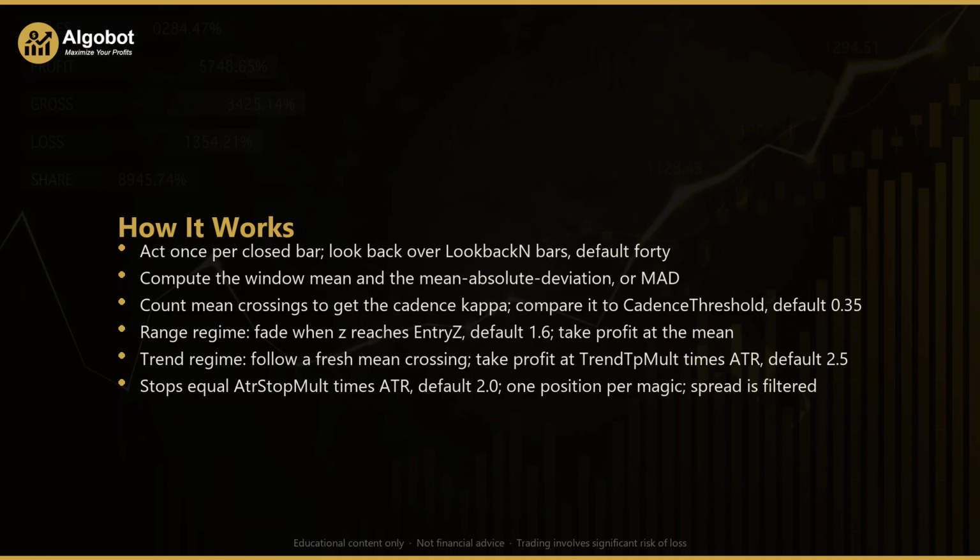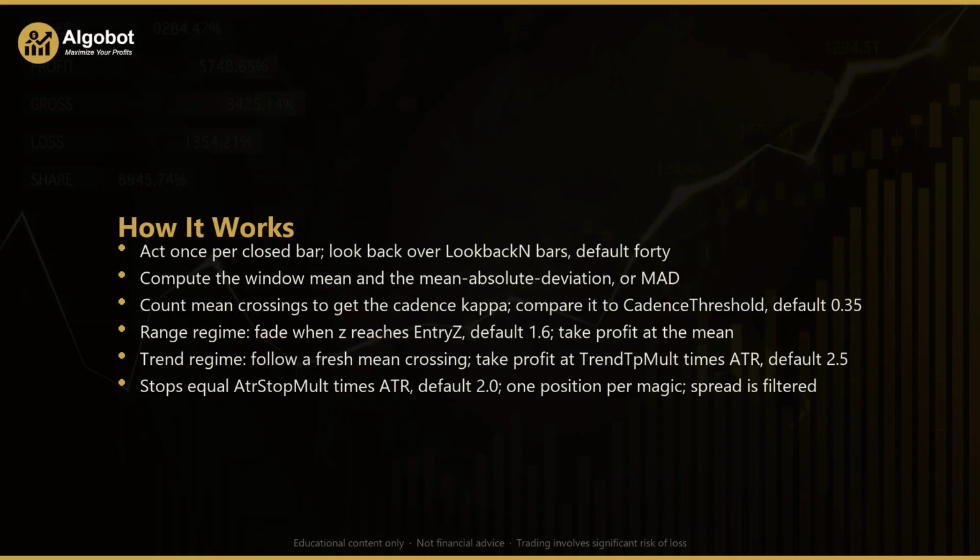In both cases, the stop loss is placed at a distance of ATR stop multiple times the ATR, defaulting to 2 times ATR on the far side of the entry. A minimum reward to risk filter, defaulting to 0.7, rejects any fade whose mean target is already too close to justify the stop. In the persistent, trending regime, the strategy waits for a fresh crossing of the mean.